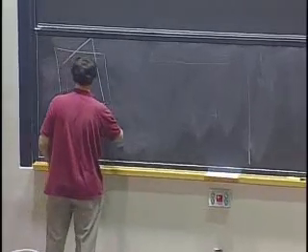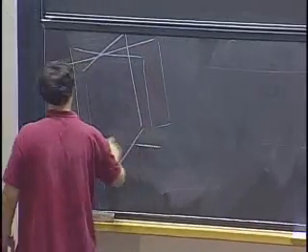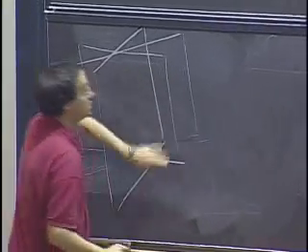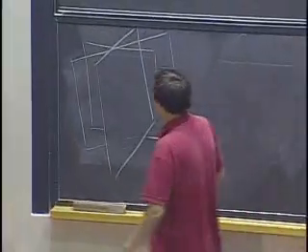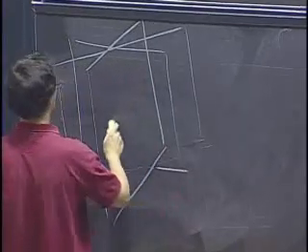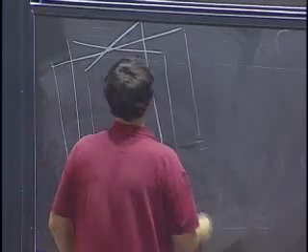So let me try to draw that picture again. So we have three planes. Now you see why I prepared the picture in advance. It's easier if I draw it beforehand. And I said their normal vectors are all in the same plane. So what else do I know? I know that all these planes pass through the origin. So the origin is somewhere in the intersection of the three planes.